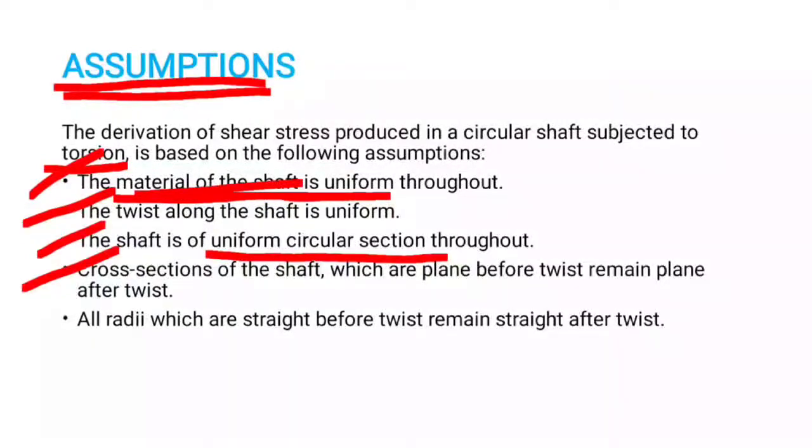The radii which are straight before the twist remain straight after the twist. Okay, it does not turn into a curve. They remain straight only. These are the assumptions we made for the derivation of torsion.